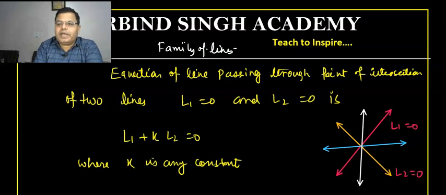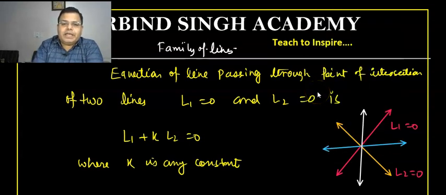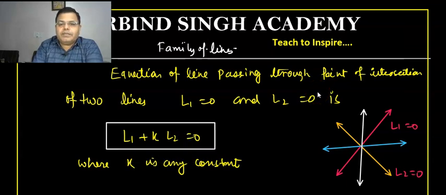So the equation of a line passing through the point of intersection of two lines L1 = 0 and L2 = 0 can be written as L1 + KL2 = 0. That means the first line plus K times the second line is equal to 0. That is the equation.